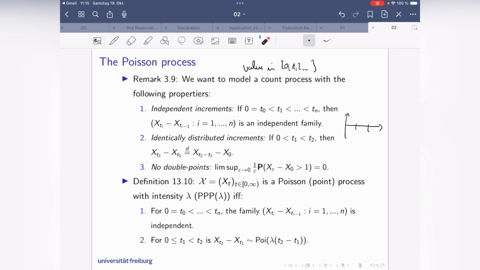It should also be that the distribution of the increment, so what happens between these two time points, depends only on the length. And I formulate this here. The difference in the values is the same as the difference between the value at t2 minus t1 and 0. And the third thing, no double points. So between x epsilon and x0, it's very unlikely that we have a jump of more than 1.